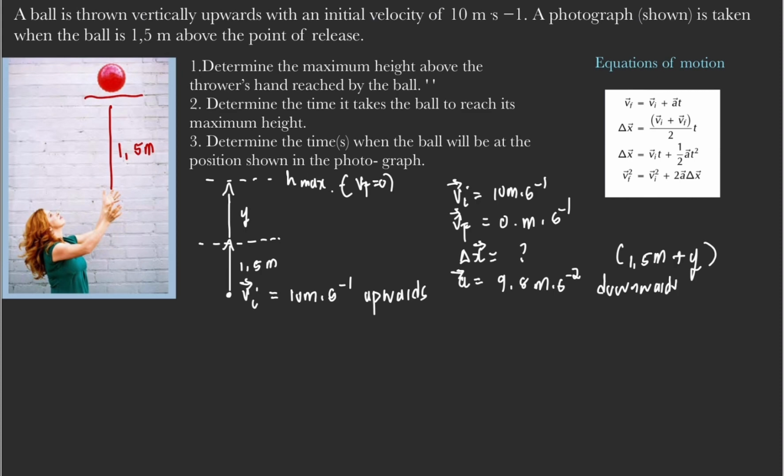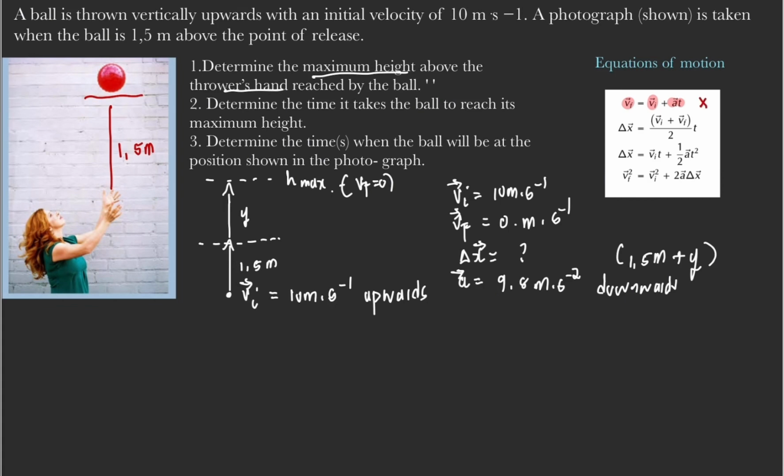After having outlined everything, you now have to determine which formula you can use in this problem. We are told that we should determine the maximum height above the thrower's hand. So you go to your formulas. On the first formula I have velocity, yes. I have initial velocity, yes. I have acceleration, yes. Do I have time? No. And am I looking for time at this point? No. So this equation is not going to help me in any way.